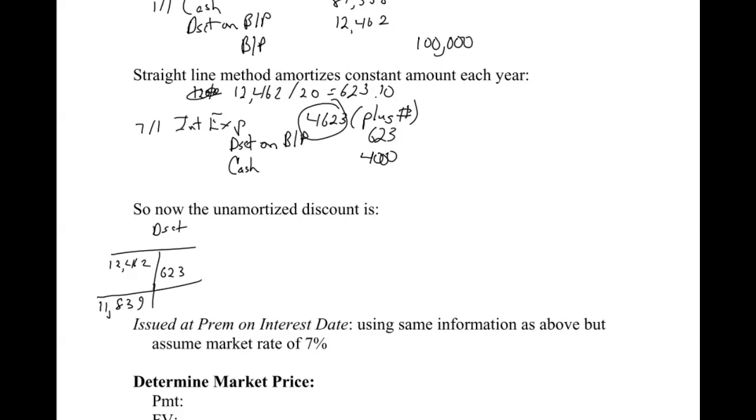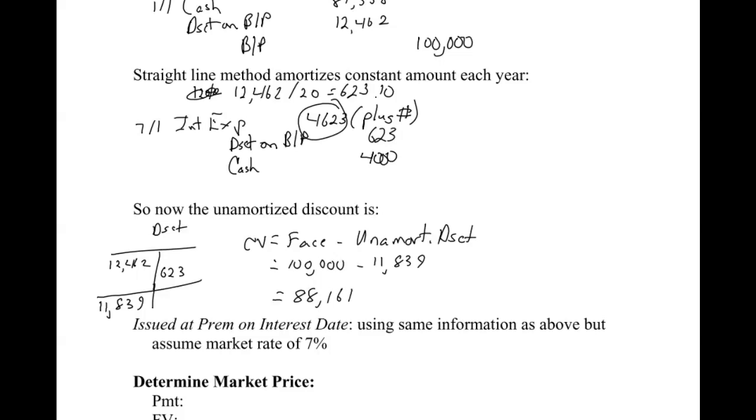And then that allows us to get the carrying value of the bonds. So the carrying value is the face value of the bonds minus the unamortized discount. All right, so face value of these bonds were 100,000. The unamortized discount is 11,839. So that means the carrying value at this point is 88,161.